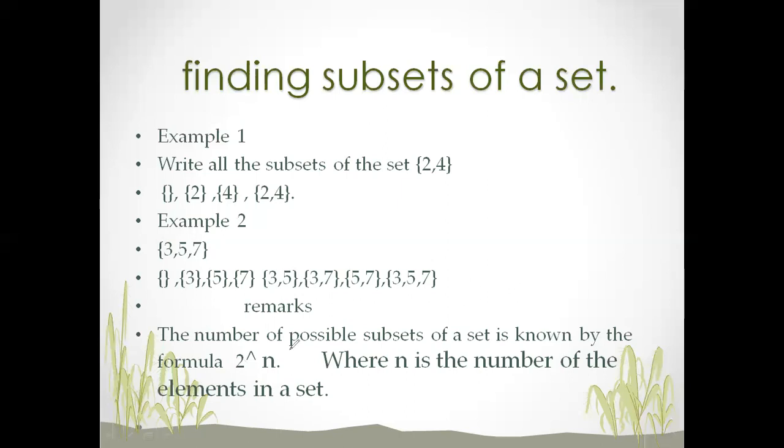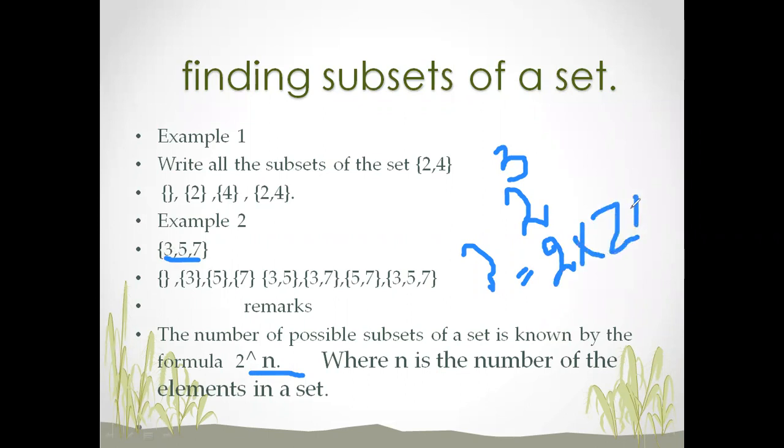For example, here this is our formula, 2 raised to power 3, since there are 3 elements. So 2 raised to power 3 means 2 multiplied by 2 multiplied by 2. Two 2s are 4, four 2s are 8. So this set has exactly 8 subsets. Similarly, if the set has 4 elements, then it has 2 raised to power 4 subsets.